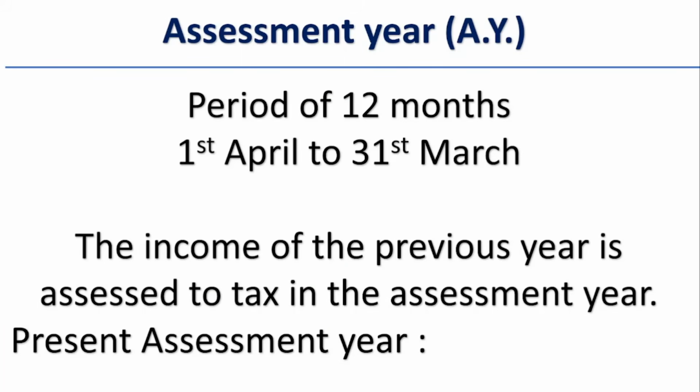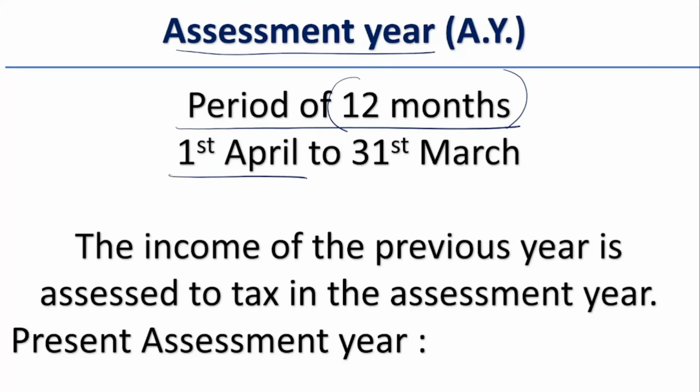Next, assessment year. Now we got to know what is assessment. Means it's a process of calculating how much tax you need to pay. Now assessment year is a year in which you will calculate how much tax you need to pay. So it is a period of 12 months. So in one assessment year there will be 12 months. It will start from 1st April and end at 31st March.